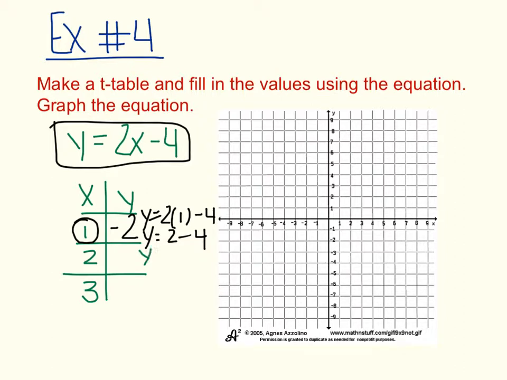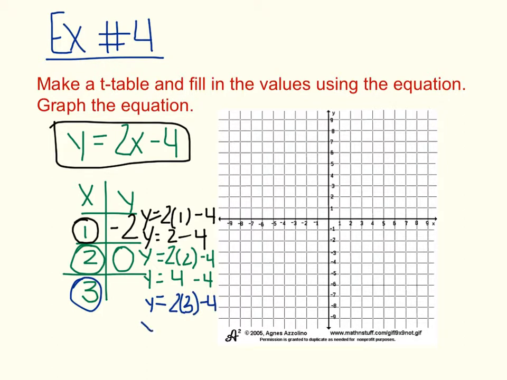We rewrite the equation, this time with a 2 in place of x. So 2 times 2 minus 4. So 2 times 2 is 4, minus 4 is 0. The last one, we have a 3 in place of the x. So we have 2 times 3 minus 4. 2 times 3 is 6, minus 4 is 2.